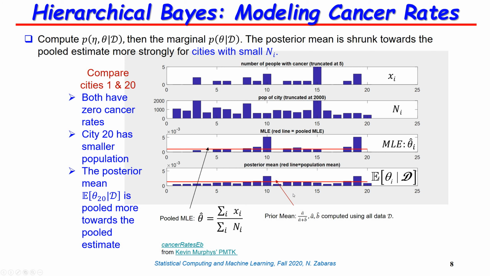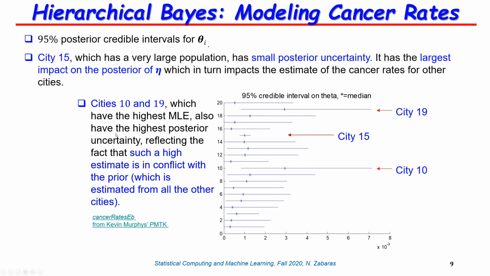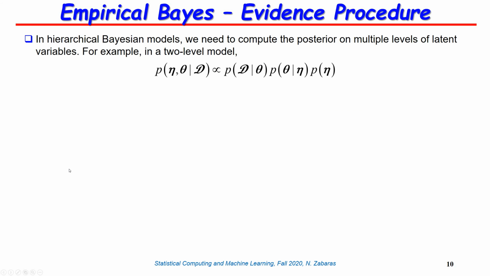So this disagreement between the MLE and the prior mean is represented here with these huge error bars that you see. So this is how we get this high posterior uncertainty for city 10. And for city 19, if you go and visit the previous slide, you will see that you have exactly the same situation.